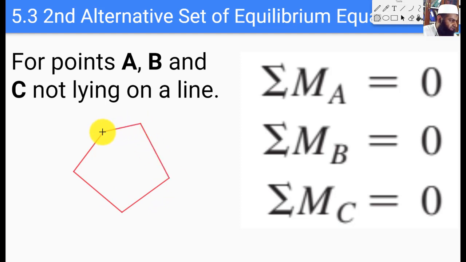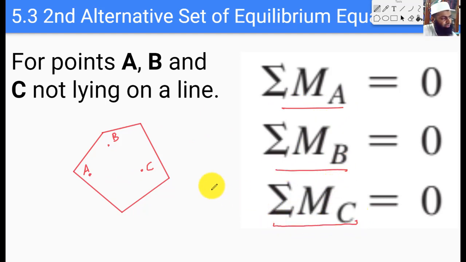this is our rigid body, and we have 3 different points, point A here, point B here, and point C here. If the sum of all the moments at all of these 3 points is equal to 0, as mentioned in these 3 equations, these are also sufficient conditions for equilibrium.